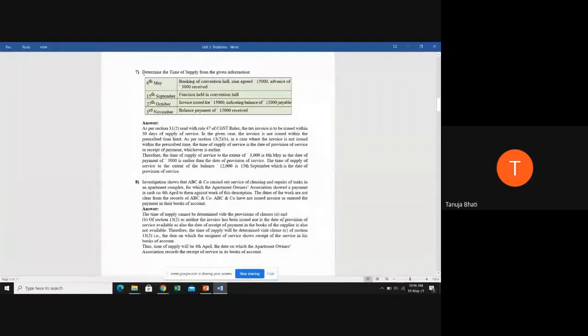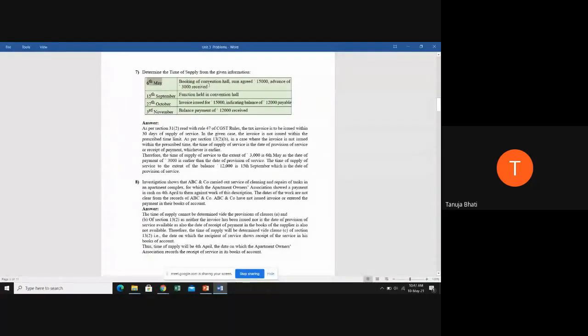Now let us move ahead. I know you will not be able to remember the provisions so easily, but I'm just revising for your good. Now let us move ahead to time of supply of services and let us see the provisions practically. So determine the time of supply from the given information.